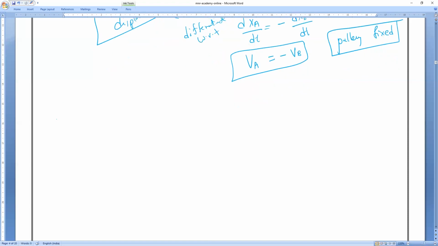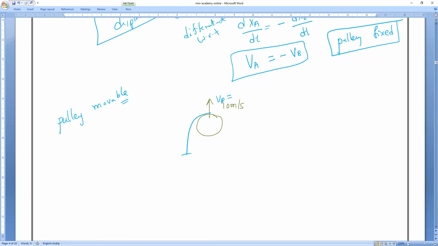If the pulley is mobile, then mobile pulley means many complications. We have already experienced many numericals related to that. Am I right, guys? Yes, sir. So let me consider a mobile pulley moving with a velocity of 10 meters per second. The velocity of the pulley is 10 meters per second.